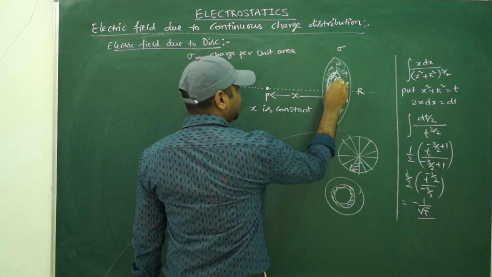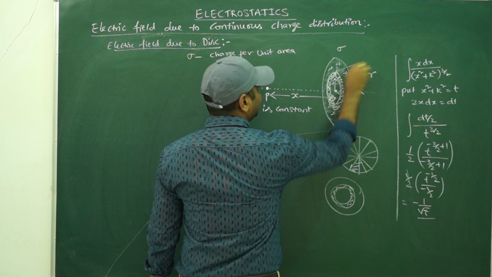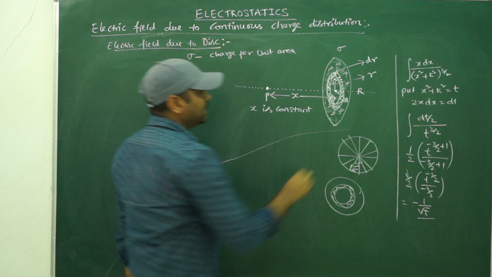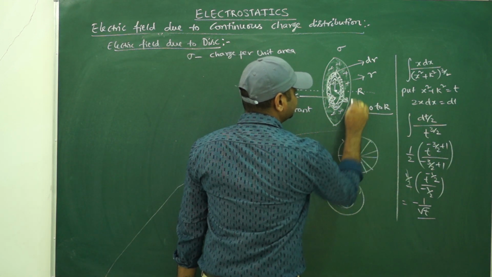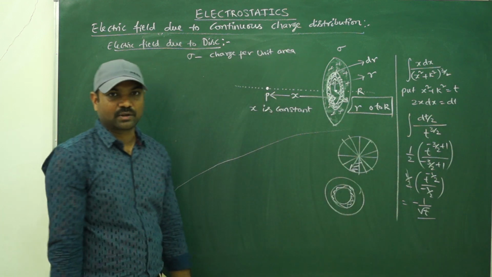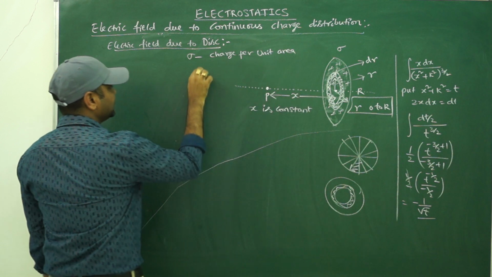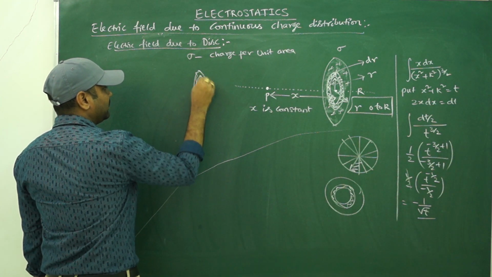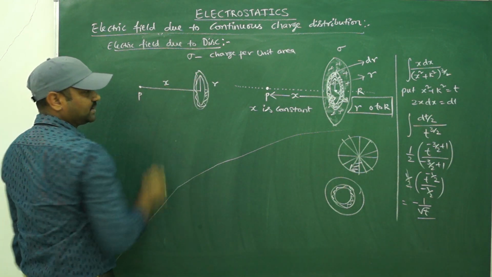Okay. So radius of the ring I'm taking as small r. Thickness of the ring I'm taking as dr. Then what is my variable? My variable is small r, where r changes from 0 to capital R. Now the diagram will change. The small part is a ring of radius small r. Now P is the point at a distance of x.